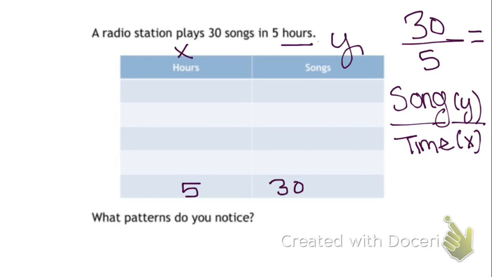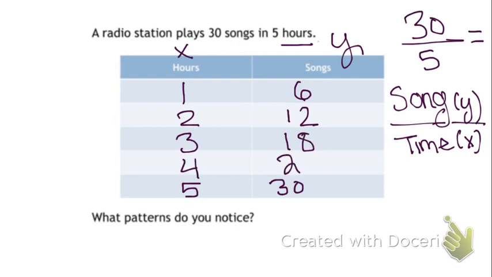That means that if we had 1 hour, there would be 6 songs. 2 hours, 12 songs. 3 hours, 18 songs. 4 hours, 24 songs. And 5 hours, 30 songs.